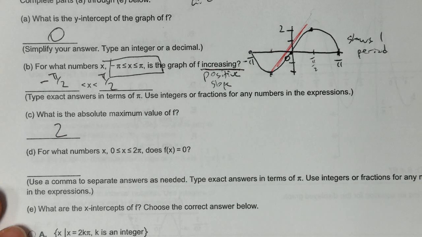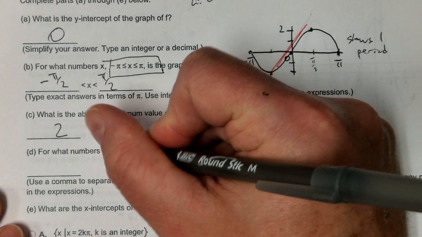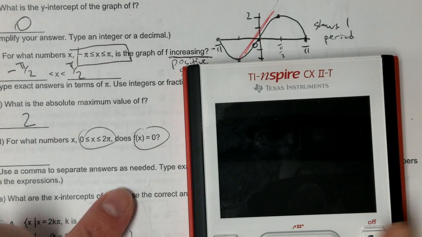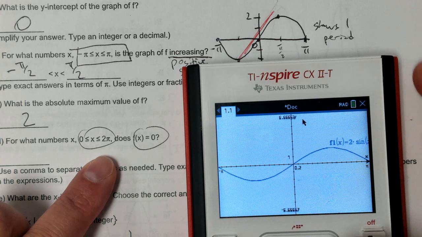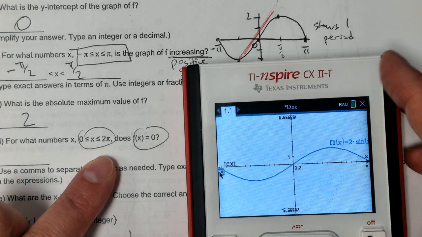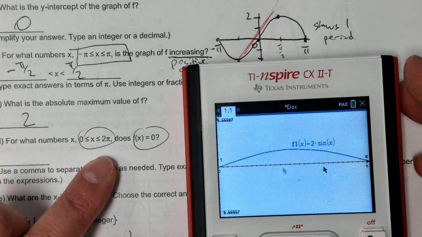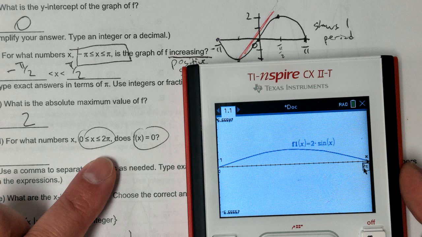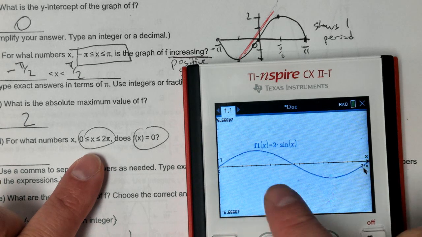Now this one, they have a different interval, and it's asking for where it's equal to 0. So these are the 2 pieces of information that are important. So what I'm going to do is change my window, make this 0, and make this 2 pi. So 0 to 2 pi. So I'm going to graph that.